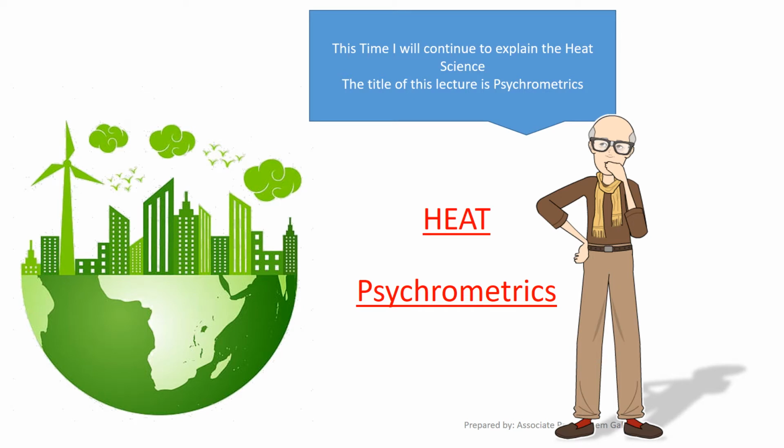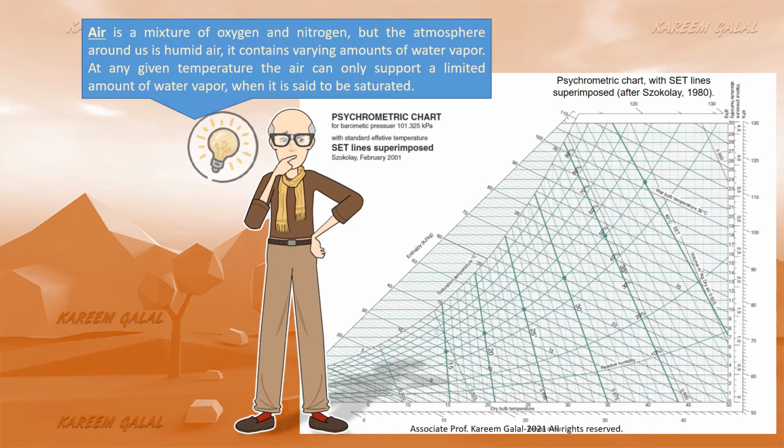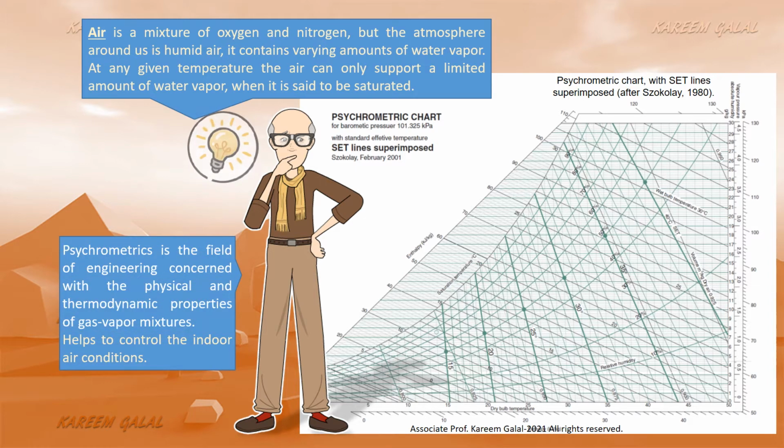The title of this lecture is Psychrometrics. Air is a mixture of oxygen and nitrogen, but the atmosphere around us is humid air. It contains varying amounts of water vapor. At any given temperature, the air can only support a limited amount of water vapor, when it is said to be saturated. Psychrometrics is the field of engineering concerned with the physical and thermodynamic properties of gas-vapor mixtures. It helps to control the indoor air conditions.